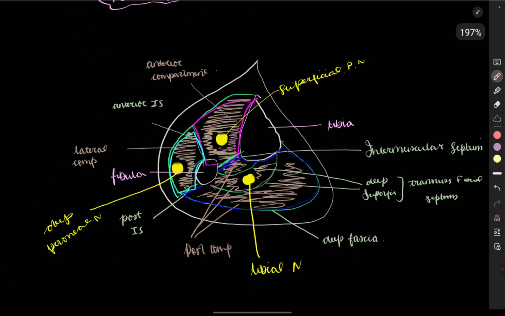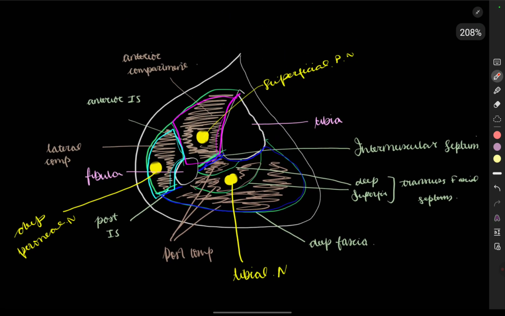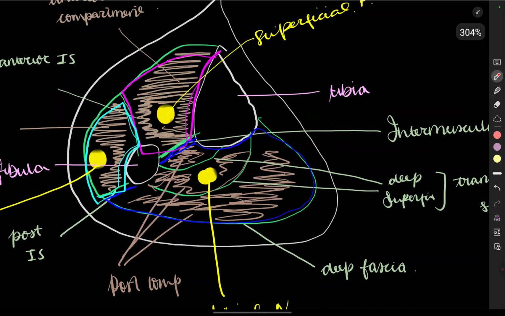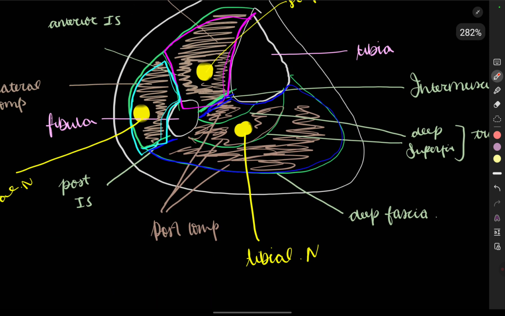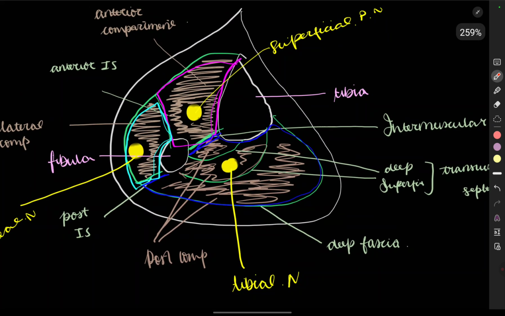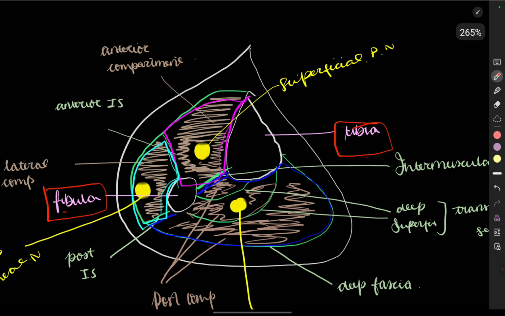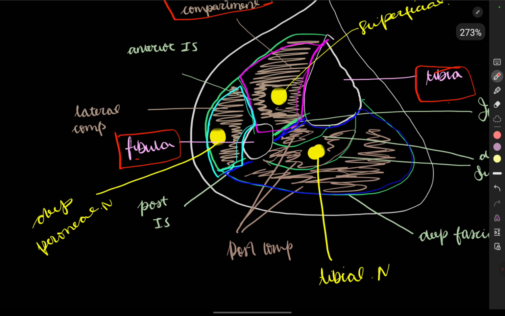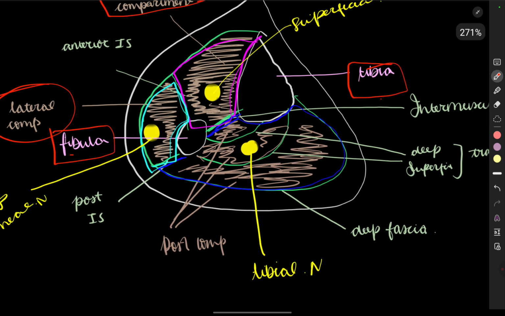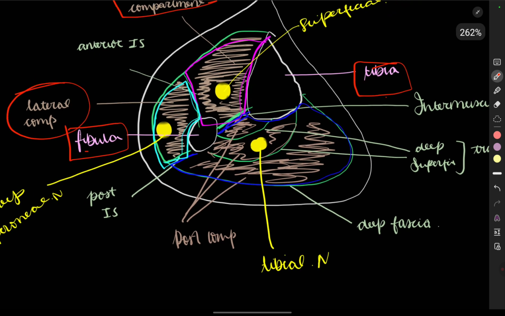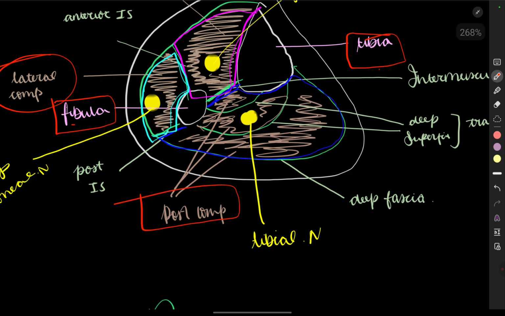Now studying about the deep fascia is a very small portion. See, this is the tibia bone on the medial side, and this is the fibula bone on the lateral side. Whatever you see here with the pink color is the anterior compartment, the light blue is the lateral compartment, and the dark blue is the posterior compartment. I'm going to explain in detail.